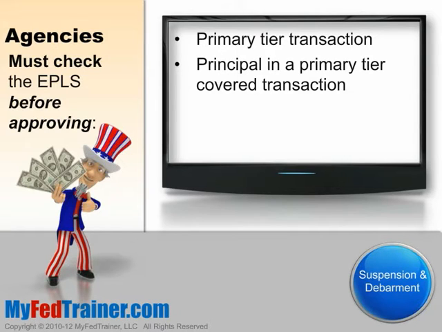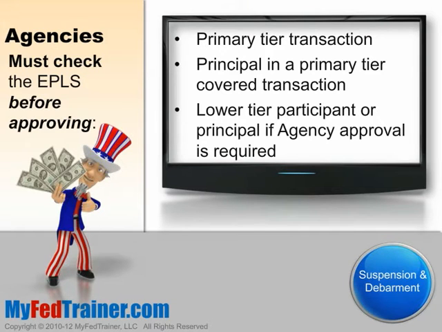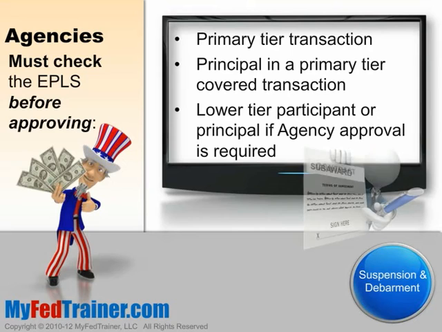The agency is also required to check lower-tier participants or principals when agency approval is required for the lower-tier transactions. An example of this might be a sub-award or other contract that requires agency approval.